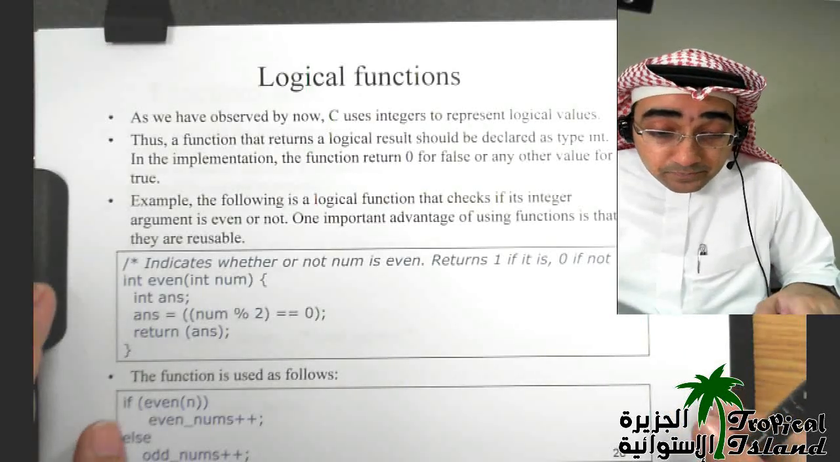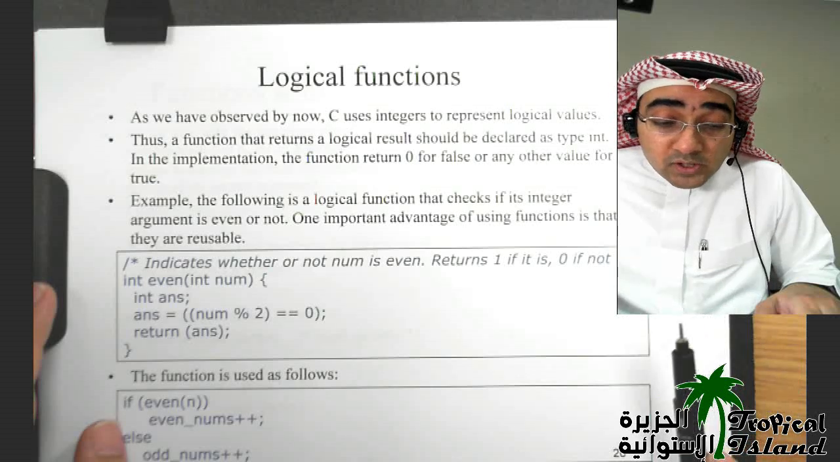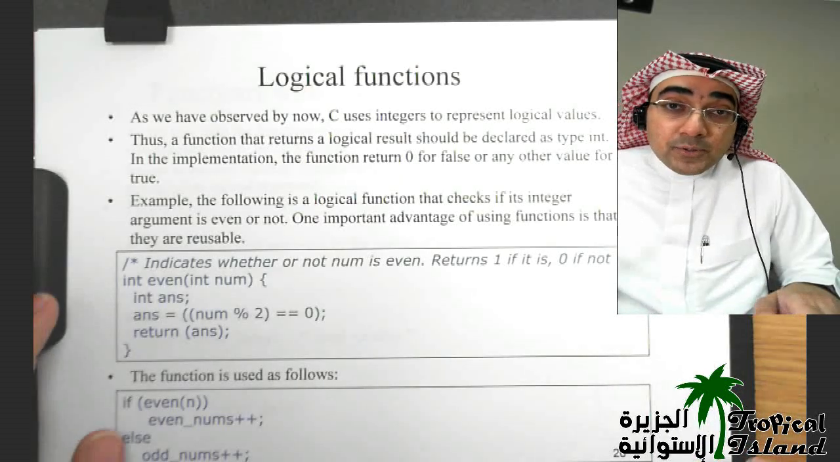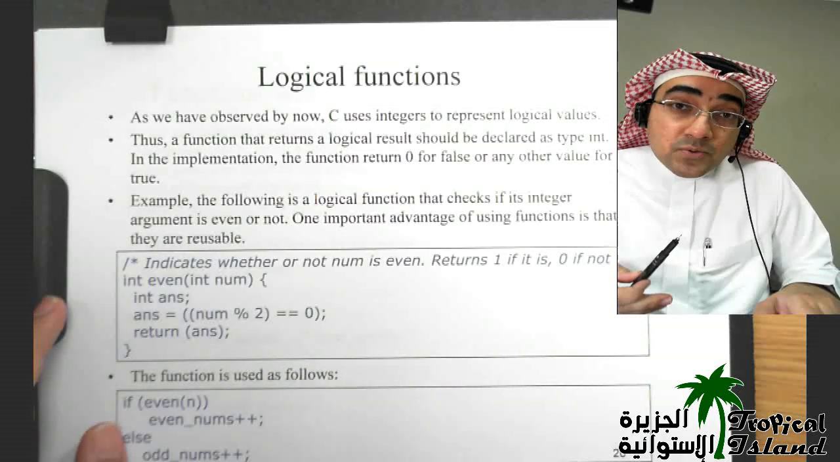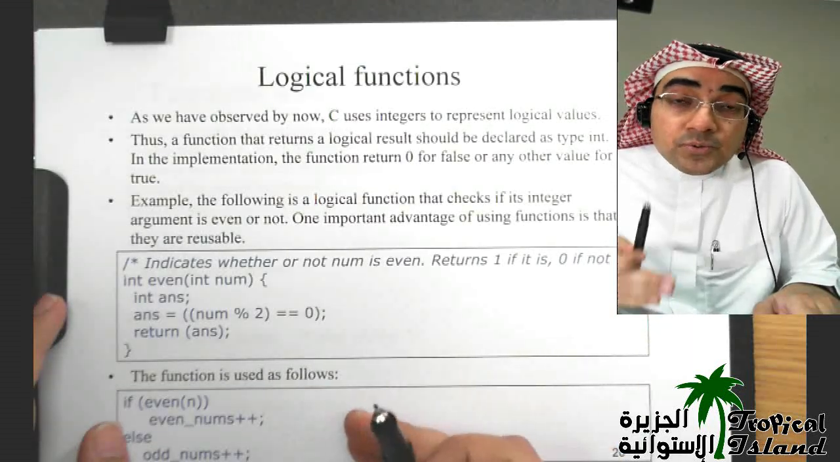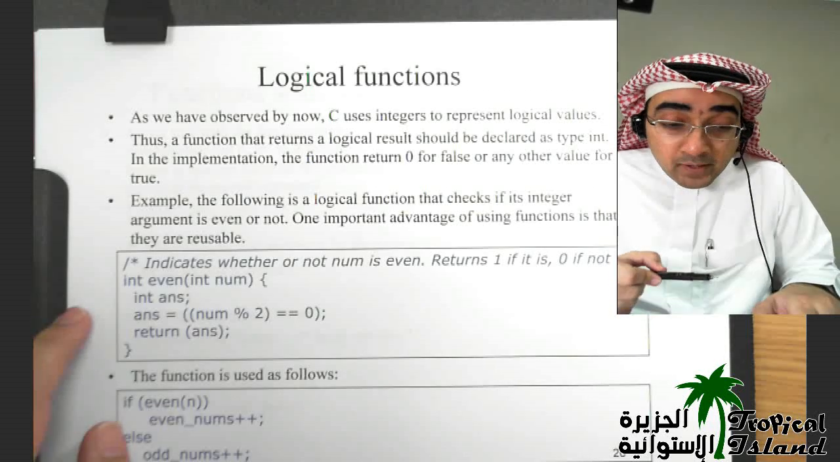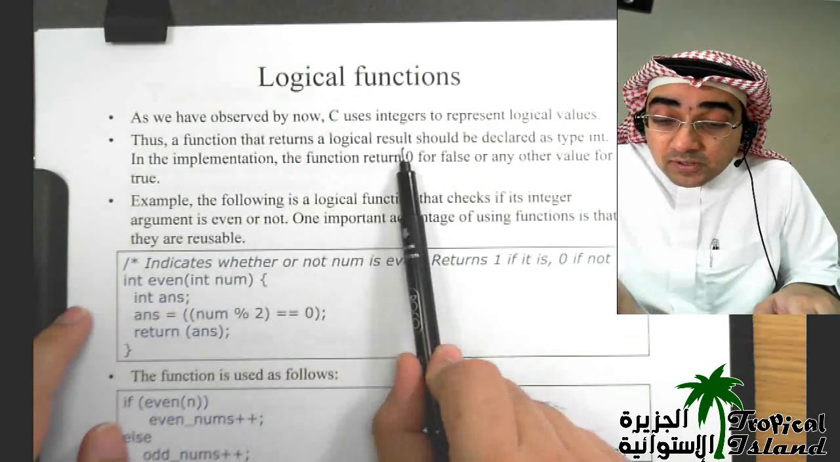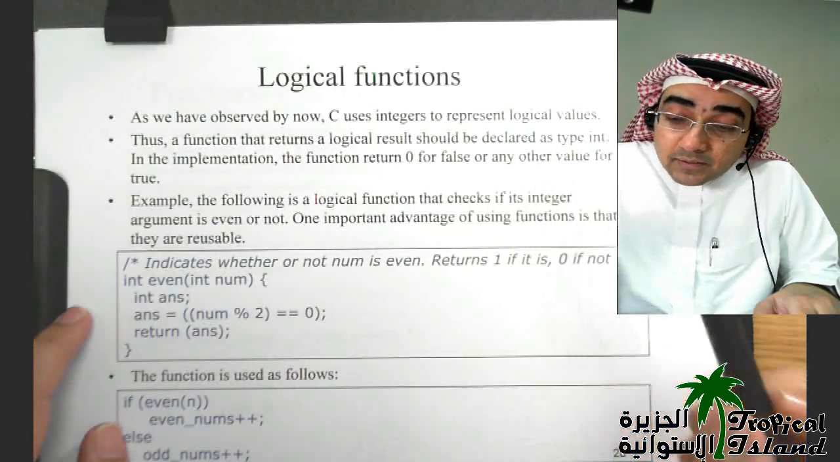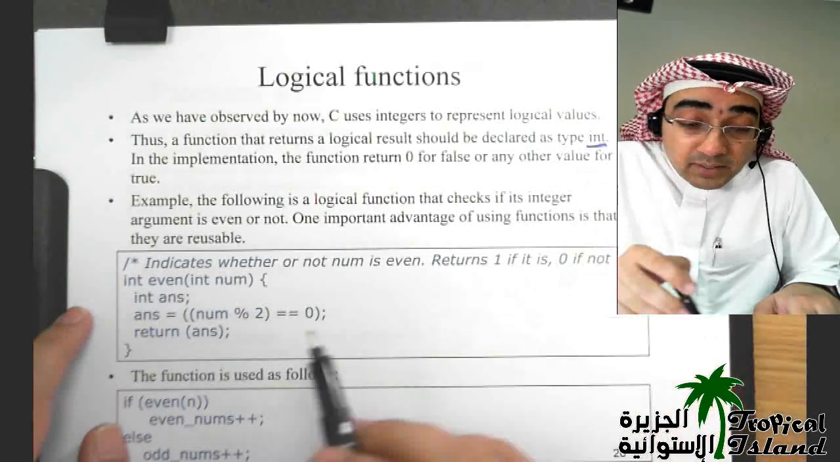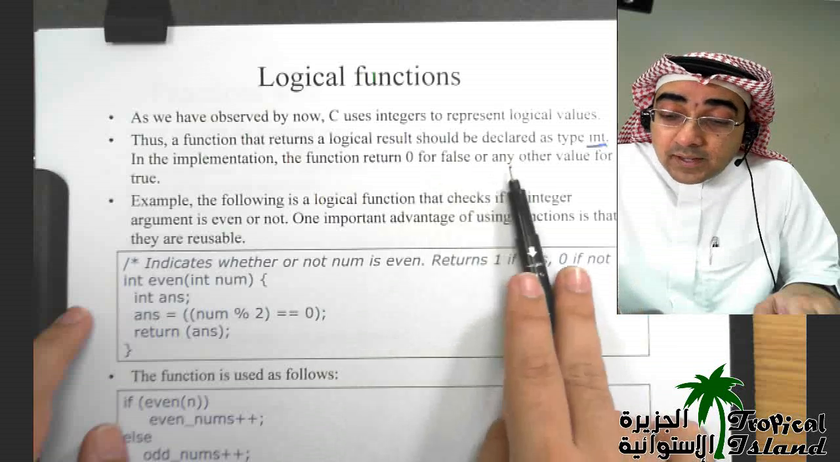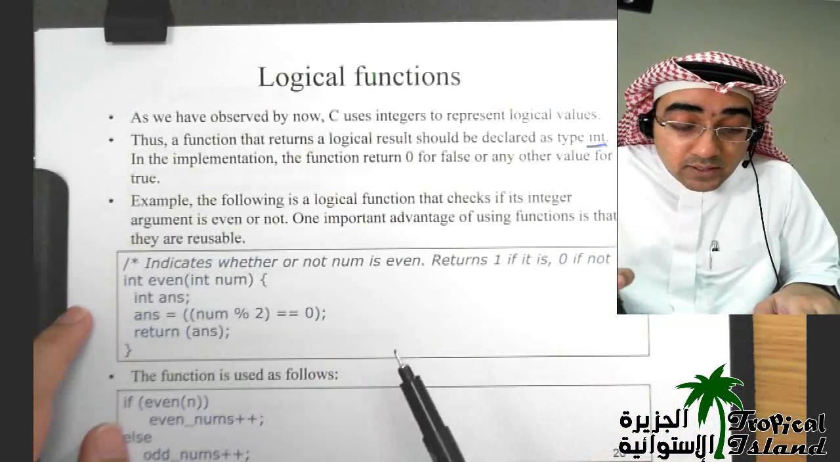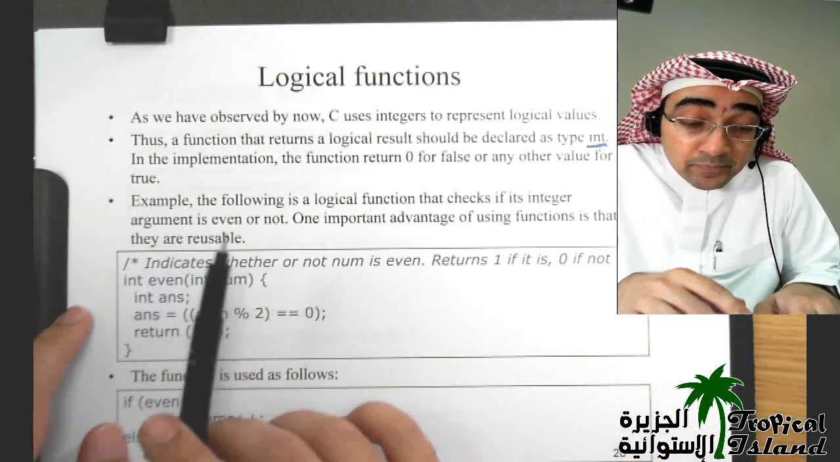Then we have logical functions. What are logical functions? Logical functions are functions that return either a 0 or 1. So they return an integer value, 0 or 1. 1 indicates it's true, 0 indicates that it's false. A function that returns a logical result should be declared as type int, so you always declare it as type int. In the implementation, the function returns 0 for false and any other value for true, as is the case with true and false in C.